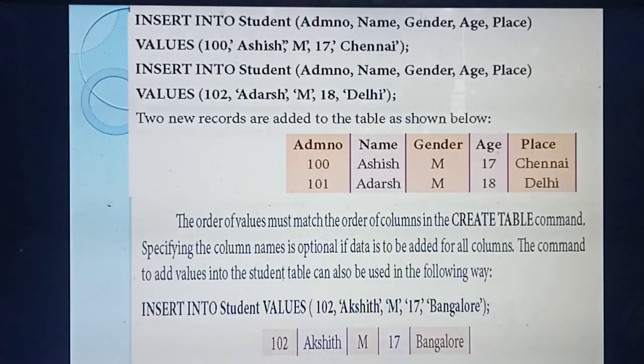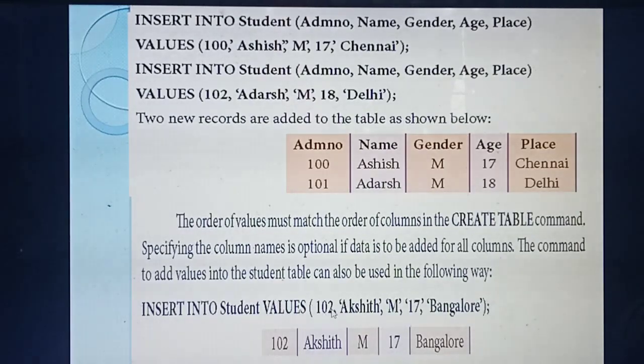The first time you need to enter the column fields. Next time, no need to enter the column fields. See what the format is: insert into table name. What's the table name? Insert into student. Then the field names, no need to enter, because you have already entered them. So directly you can enter the values for the fields.